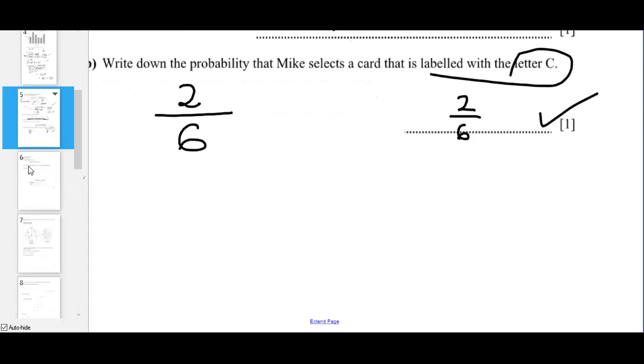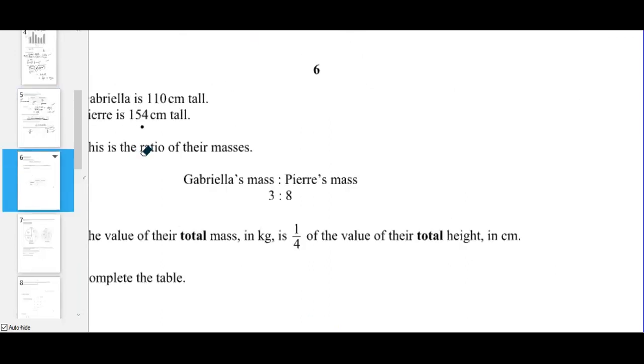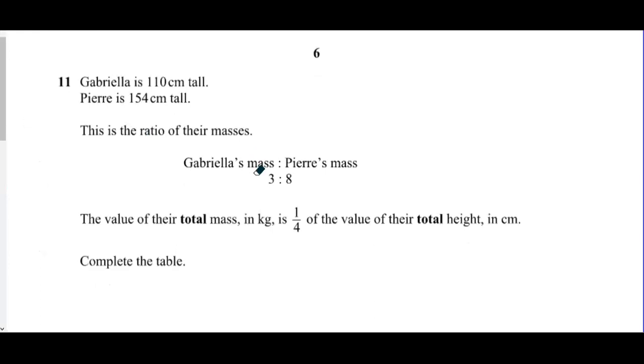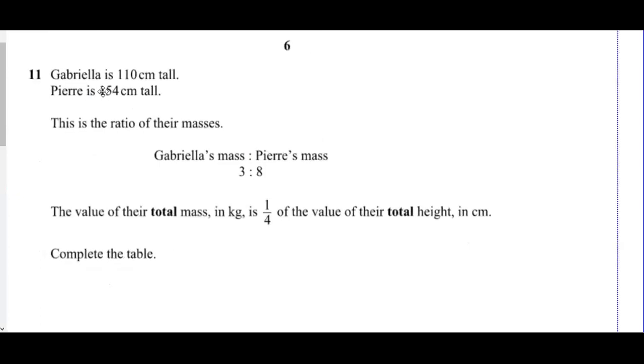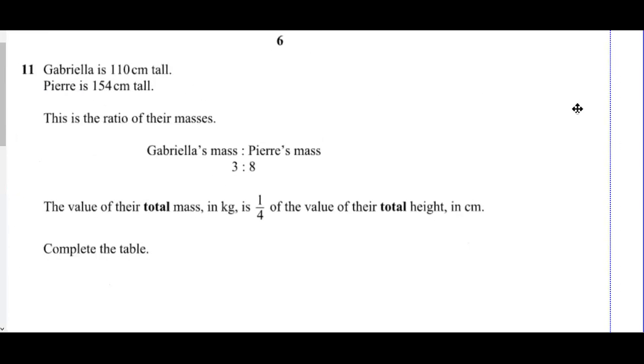Okay, the next question is this one here. This question is talking about 2 people, Gabriela and Pierre. Gabriela is 110 centimeters tall, and Pierre is 154 centimeters tall. So they are talking about Gabriela's height and Pierre's height. This is the ratio of their masses, Gabriela's mass to Pierre's mass. That ratio is 3:8.